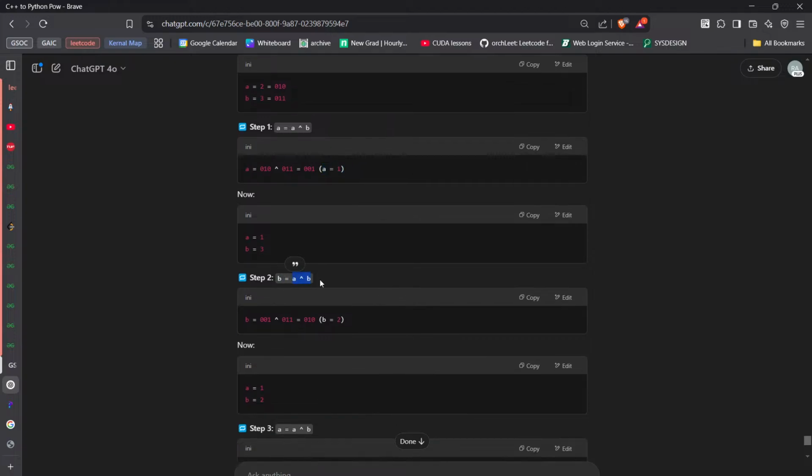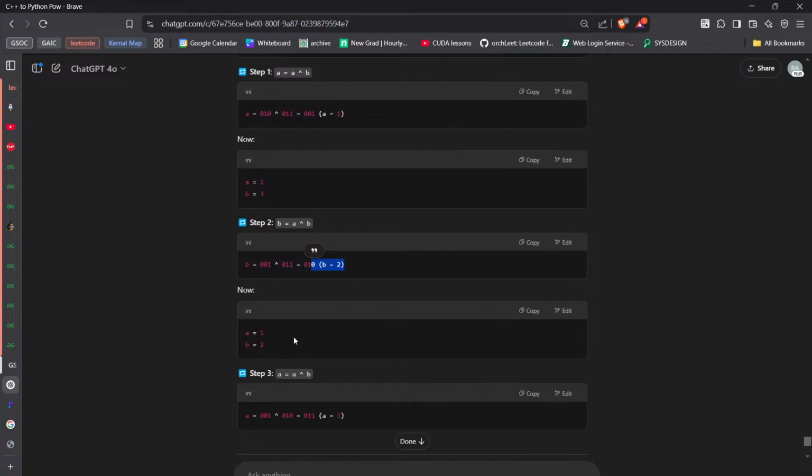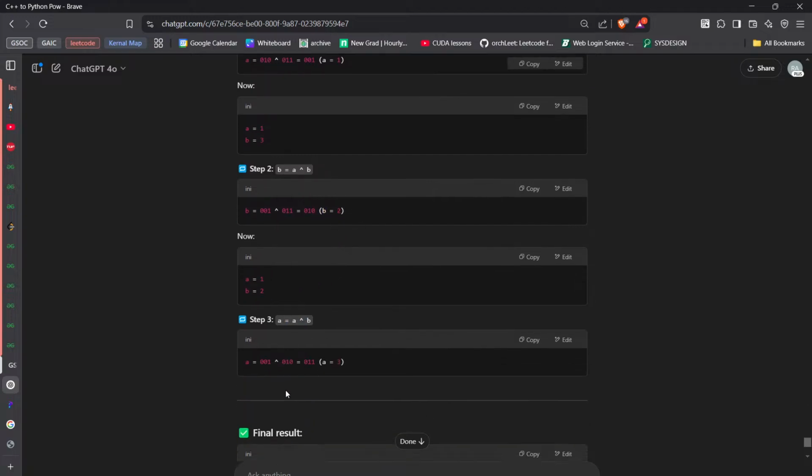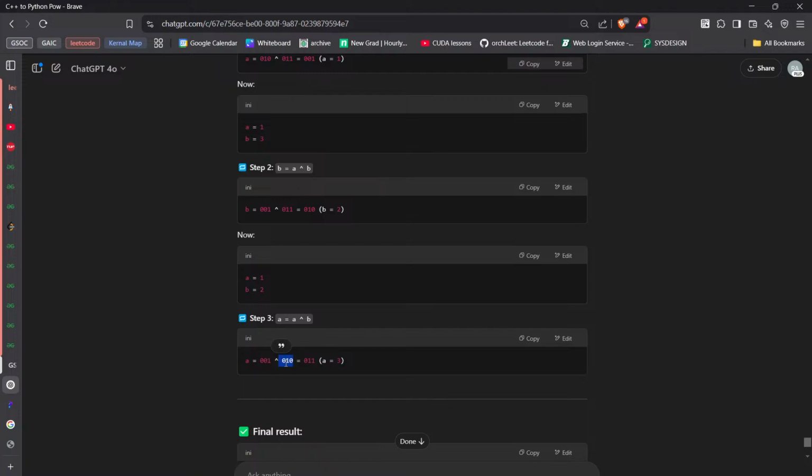B is equal to A XOR B. So XOR of this 1 and 1 will be 0, 0 and 1 will be 1, so B is equal to 2. Then B is equal to A XOR B. Set A is equal to A XOR B. 0 1.